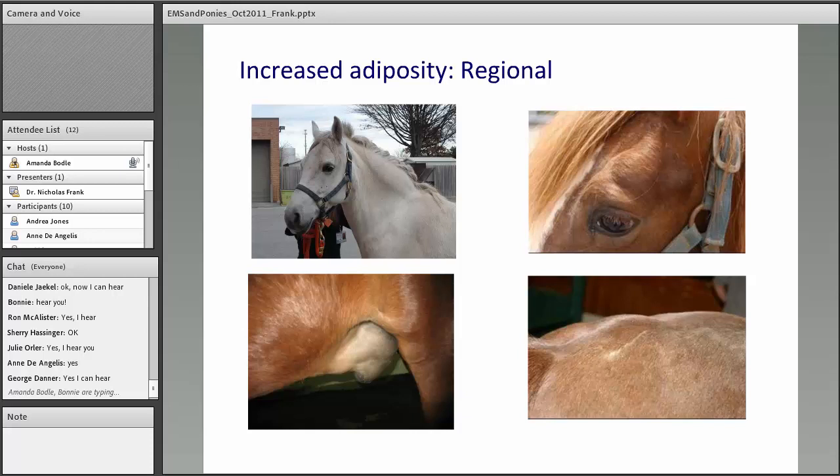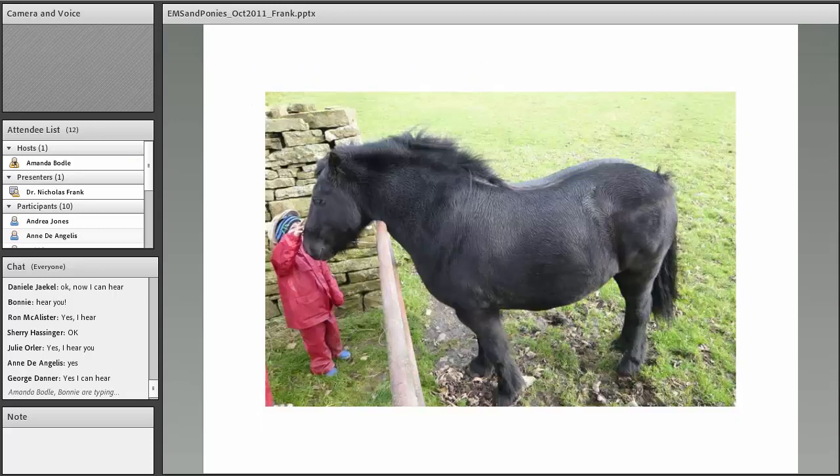The one below is a gelding that shows fat accumulation around the sheath. And the one to the upper right is a picture of the fat that can accumulate above the eye. And then to the lower right, a picture of the fat accumulating close to the tail head. And this is referred to as regional adiposity because it's an accumulation of fat within a certain region of the body that we see in horses with equine metabolic syndrome.